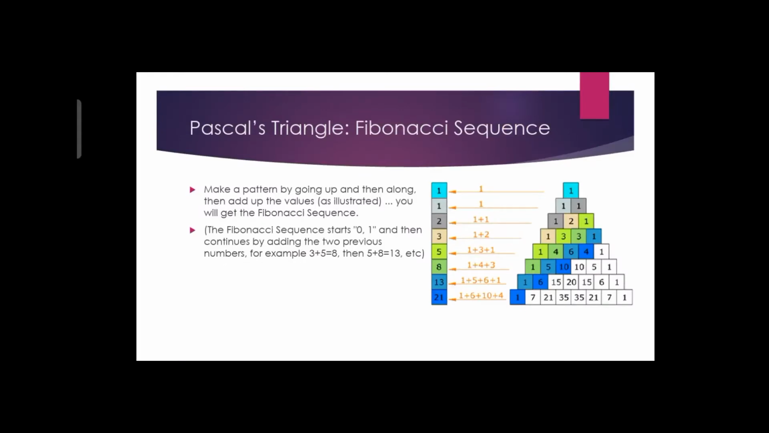Here are more examples of Pascal's triangle. The Fibonacci sequence. Make a pattern by going up and then along. Then add up the values as illustrated. You will get the Fibonacci sequence. The Fibonacci sequence starts with a 0 and a 1, and then continues by adding the two previous numbers. For example, 3 plus 5 is equal to 8. Then 5 plus 8 is equal to 13, etc.